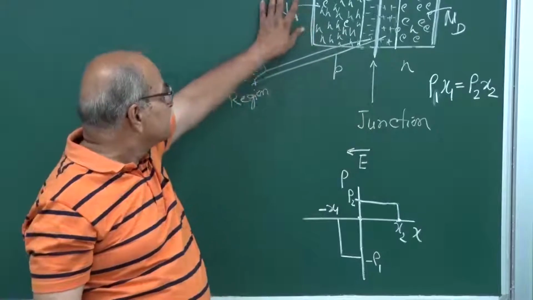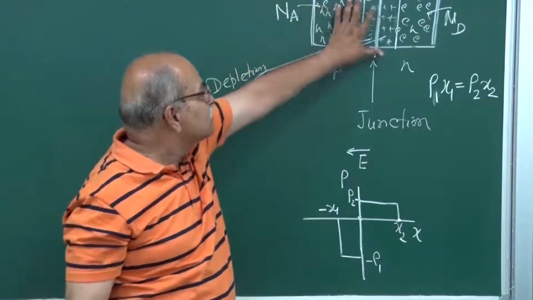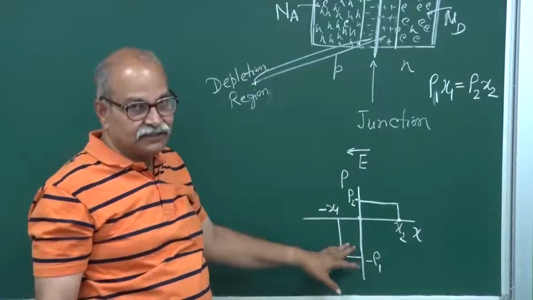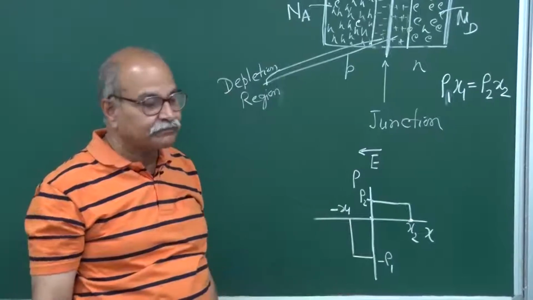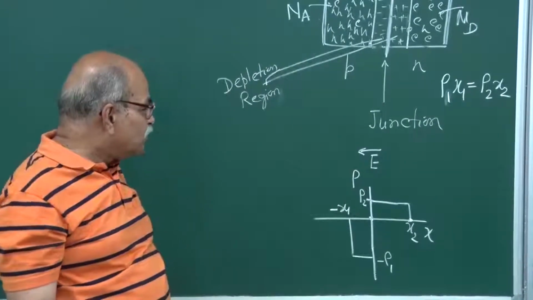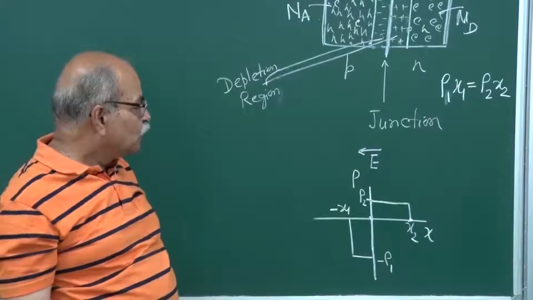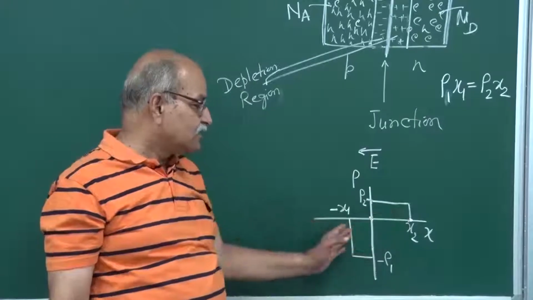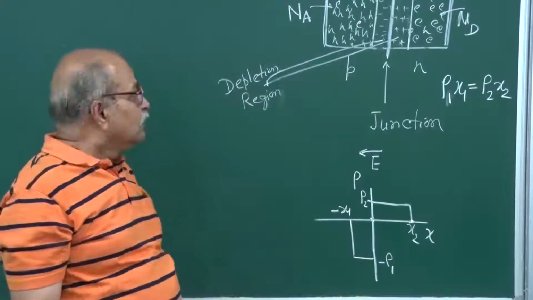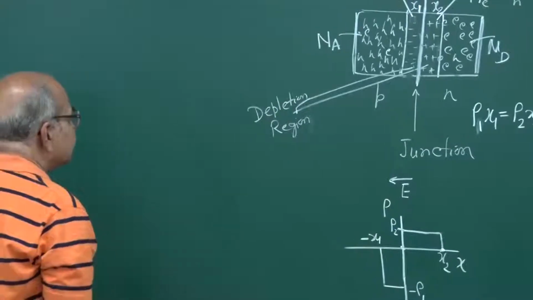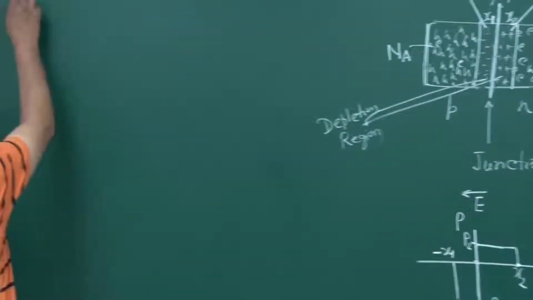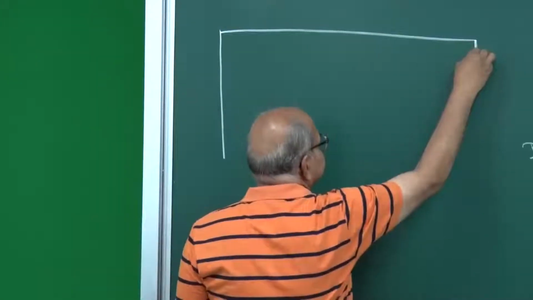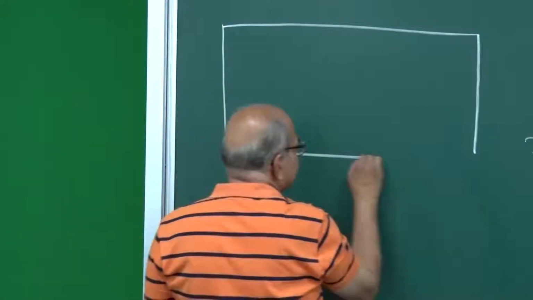So this step function type is of course an approximation, but not a very bad approximation. If this dopant density is uniform in A and in D, it should result in this kind of charge distribution. So let me now calculate, if this is the charge distribution, what will be the electric field distribution? How will the electric field vary as a function of x? So let me draw another diagram, and I am only showing you the depletion region.